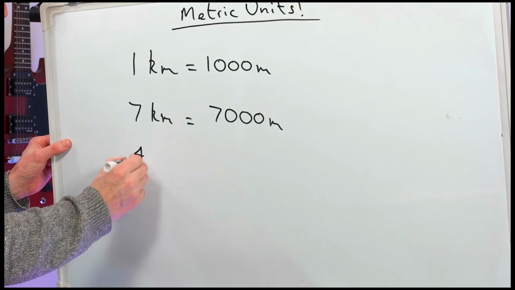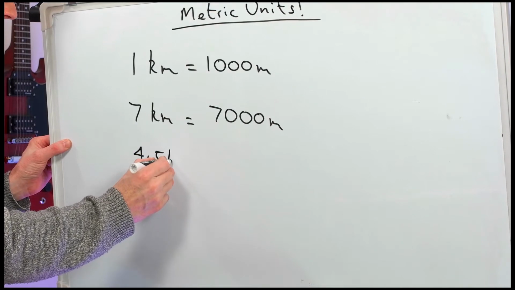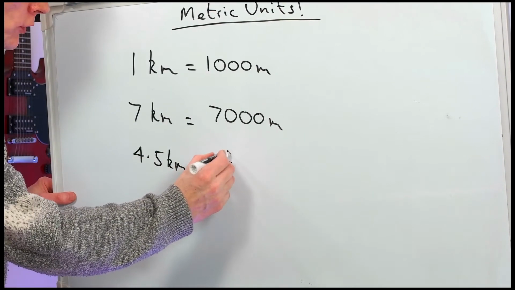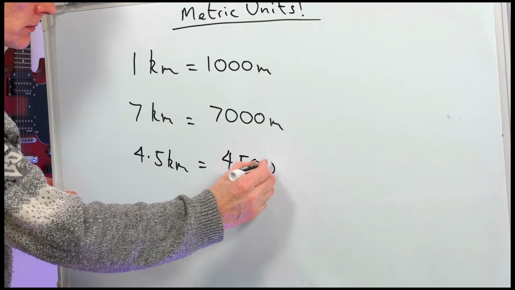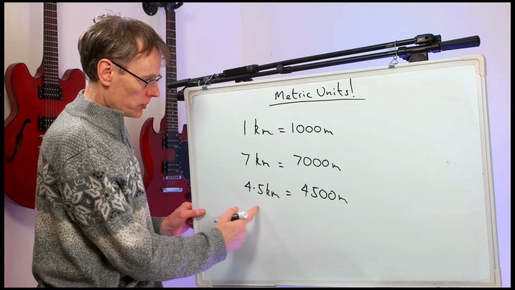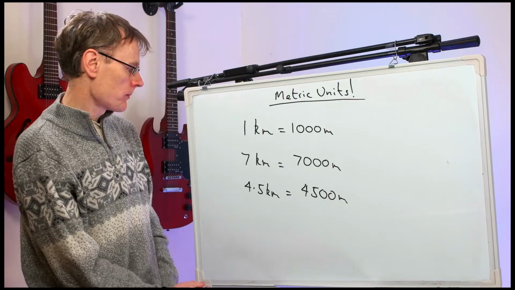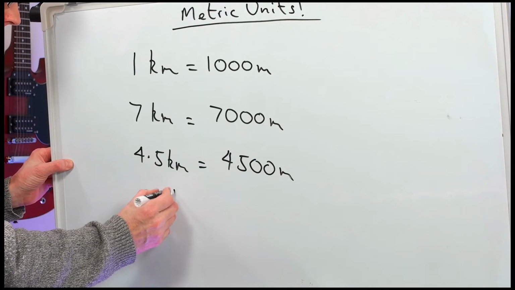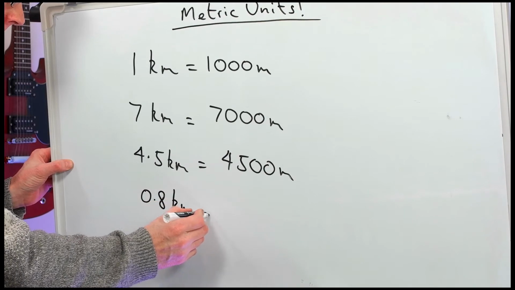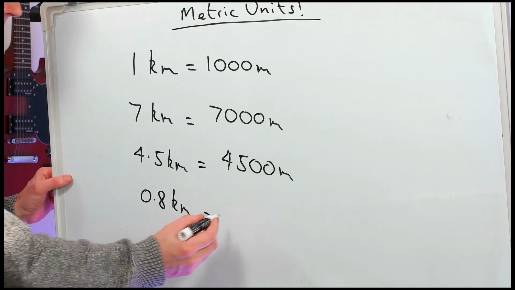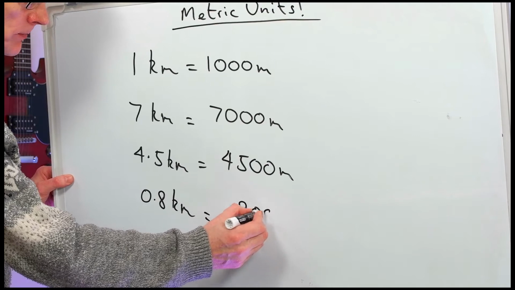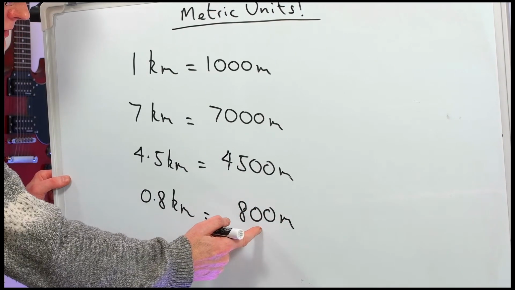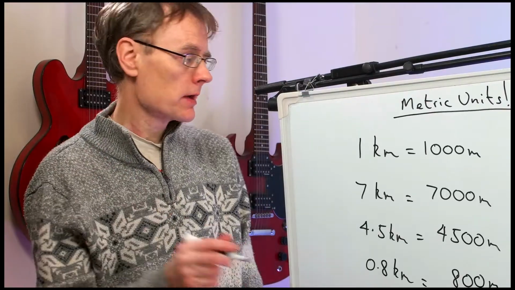So if you ran for 4.5 kilometres, that's about 3 miles or so, that would be 4,500 metres. I'm multiplying the numbers by 1,000. If you only ran 0.8 kilometres, that's less than 1,000 metres, it's going to be 800 metres. Again, I've multiplied the numbers by 1,000. That's 2 laps of the running track.